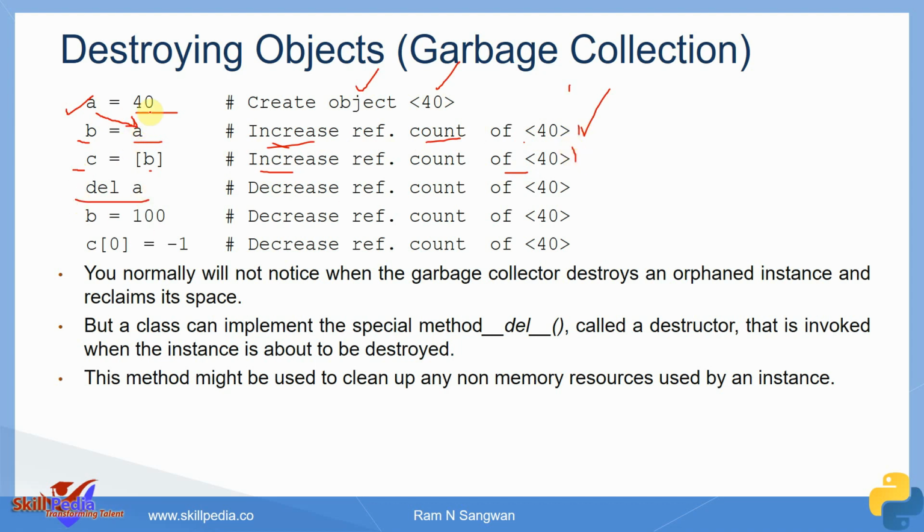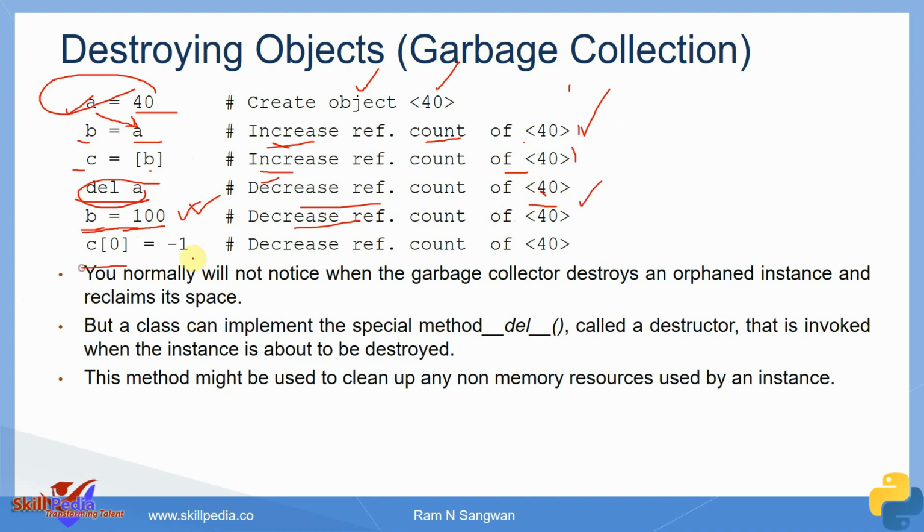Delete A. Okay, A is deleted, so the reference count is decreased. So decrease the reference count of this 40. That means we are left with 2 now. B equal to 100. Again, B is assigned a different value now. So therefore, the reference count is decreased, because now its value is 100. Now we have replaced it with another object, another value that is 100. So the reference count is decreased here.